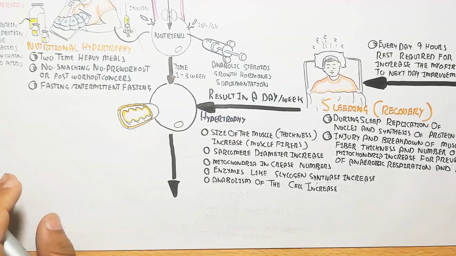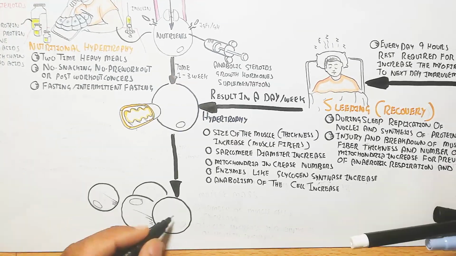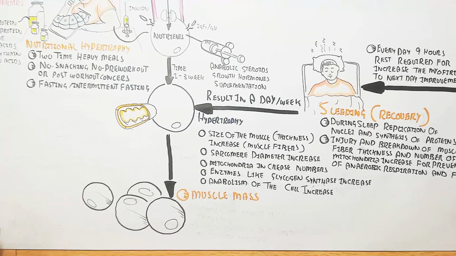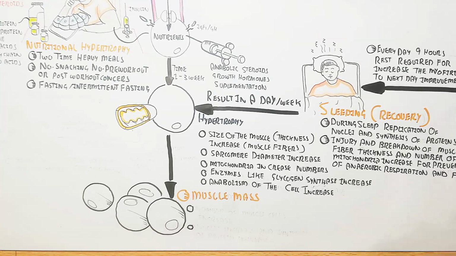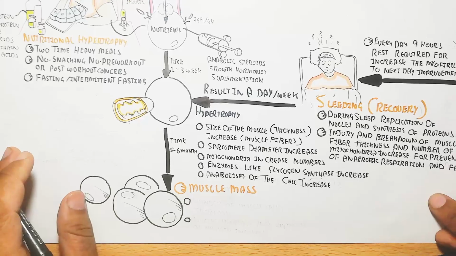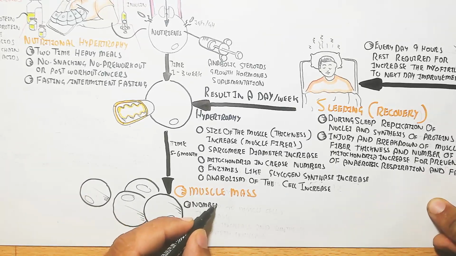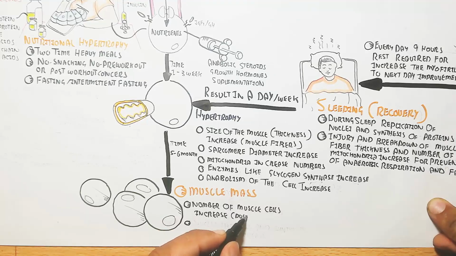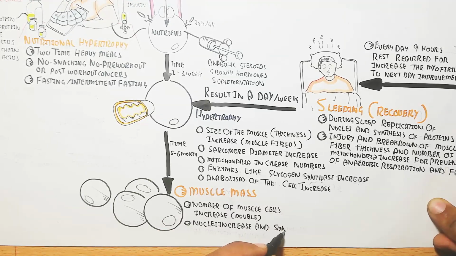Remember, when you eat, insulin and IGF will increase as anabolic factors. In this way the muscle mass increases, and the number of muscle nuclei will increase. It requires 5 to 6 months to gain muscle mass. The normal muscle cell size can double, nuclei increase and protein synthesis increases.